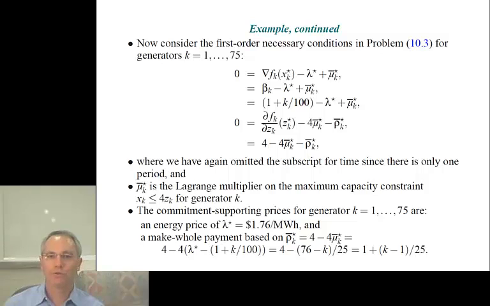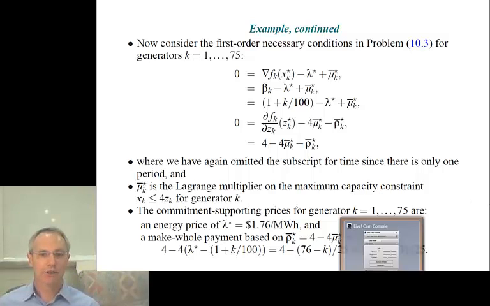How about for generators 1 through 75? A similar analysis tells us that 0 is equal to 1 plus k over 100 minus lambda star plus mu overline k star, and 0 is equal to 4 minus 4 mu k overline star minus rho k overline star. We already know what lambda star is. Mu overline k star is the Lagrange multiplier on the maximum capacity constraint that requires xk to be less than or equal to 4zk, and plugging that information in, we find that the price should be $1.76, and there would be a make-whole payment, rho k overline star, that's equal to 4 minus 4 mu k overline.